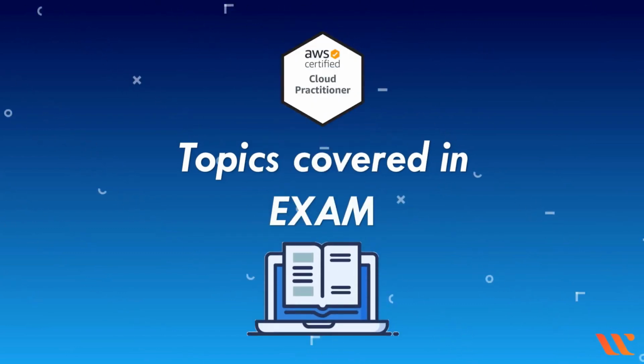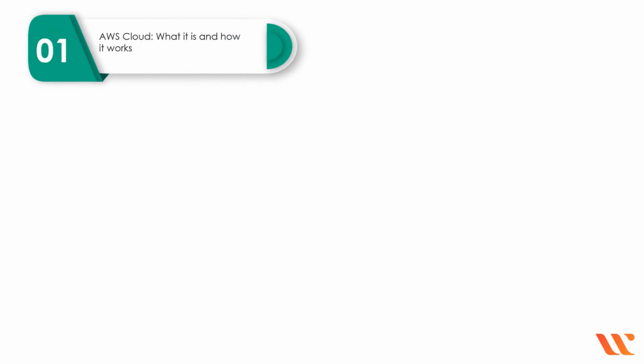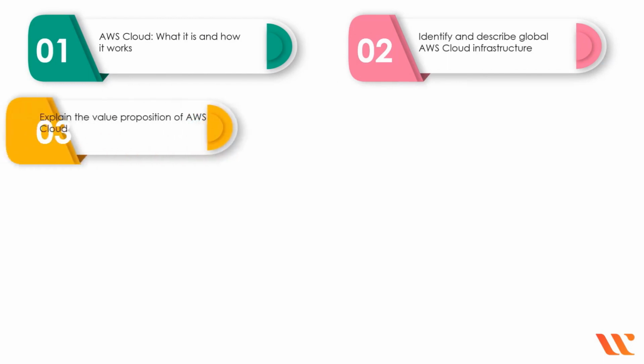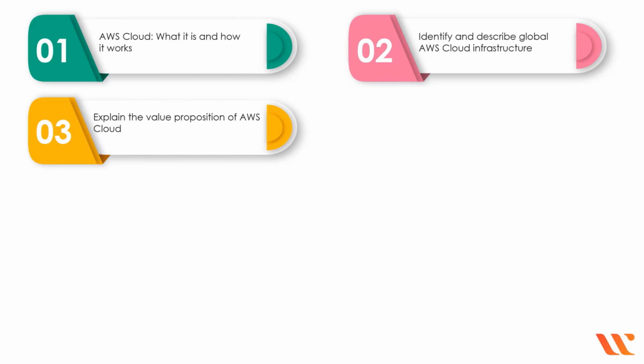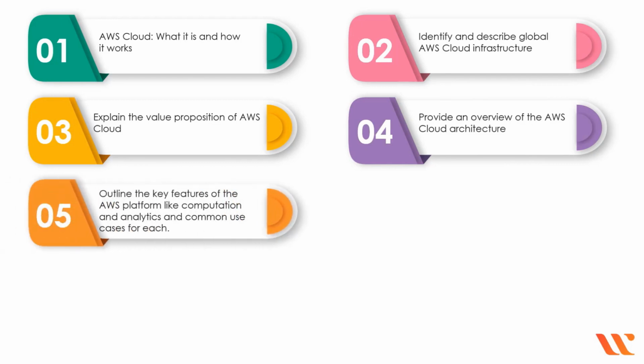Here you will see what the outcomes of this certification will be. AWS Cloud, what it is and how it works. Identify and describe global AWS cloud infrastructure. Explain the value proposition of AWS Cloud. Provide an overview of the AWS Cloud architecture. Outline the key features of the AWS platform, like computation and analytics, and common use cases for each.